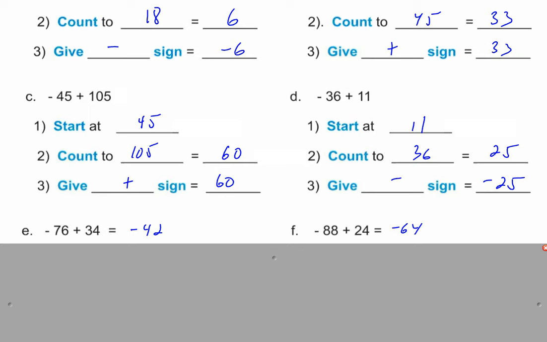So -64. How many got -64? Okay. So again, what am I doing? 24 positives wiped out 24 of the 88 negatives. So how do I figure out how many are left? Count from 24 to 88, and it'll tell me how many negatives are left. Start at the 24, count to 88, figure out how many are left. It's exactly what's going on.